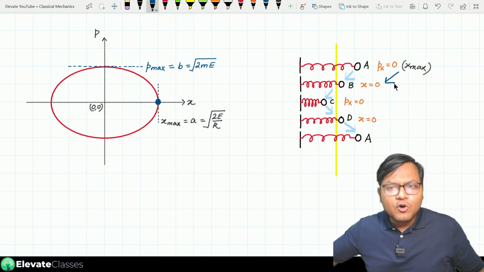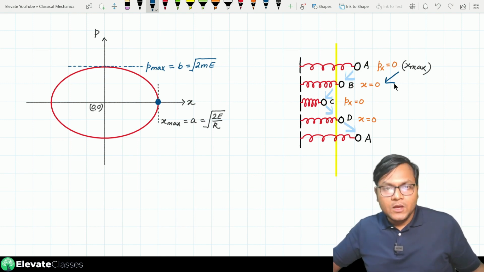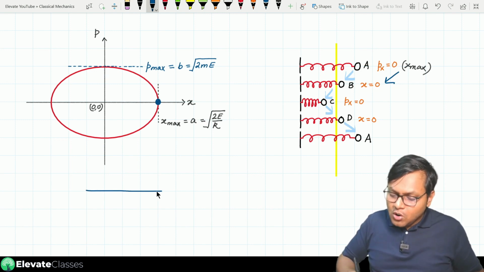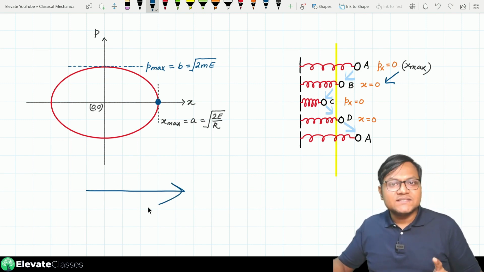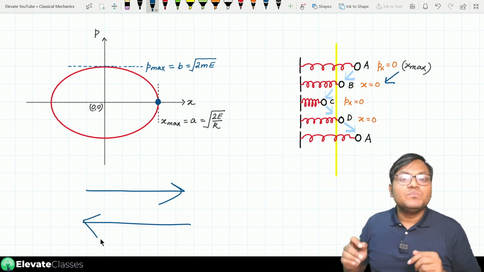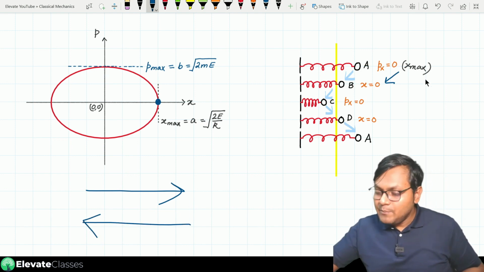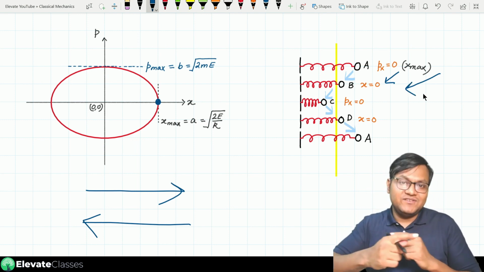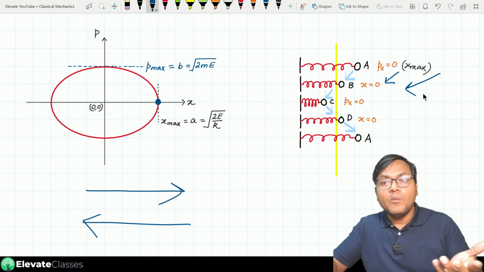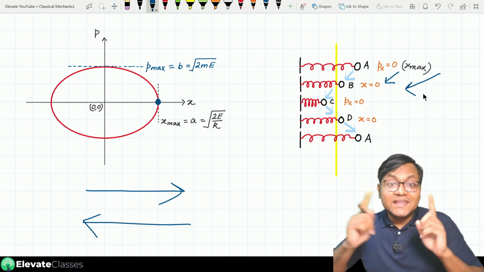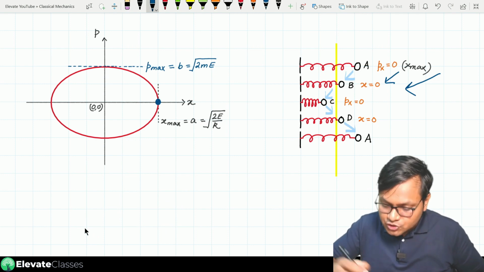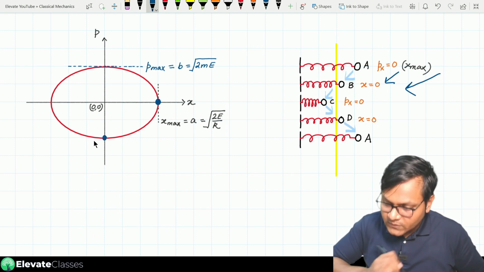But will p be positive or negative? How do we decide? Well, we decide based on the direction. If the particle is going towards the right, towards the positive x-axis, we say momentum is positive. If the particle is going towards the left, we say momentum is negative. So here, where is the particle going? Towards the left, in the negative x-axis. So we say the magnitude of the momentum is greatest, but the direction is in the negative x-axis, so it's negative. So then this refers to point number B.